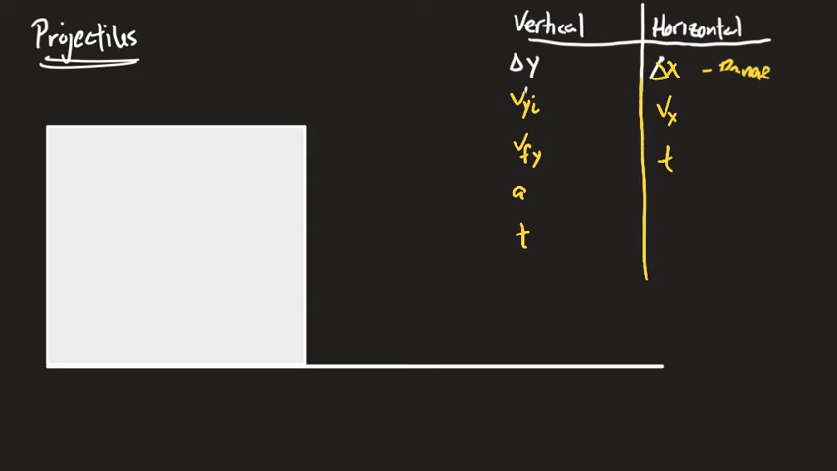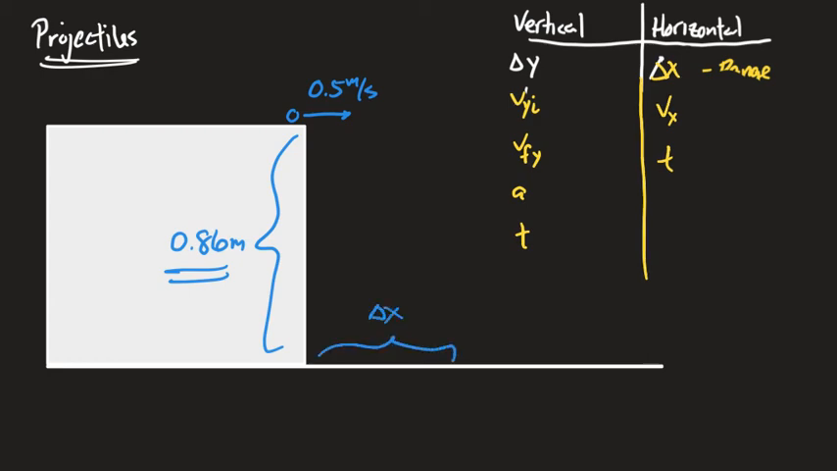I said that the table was 86 centimeters high. That's code for it's 0.86 meters. I will expect you to know the difference between centimeters and meters. Put your stuff in meters. And this object's traveling sideways at 0.5 meters per second, and I would like to know where it falls.